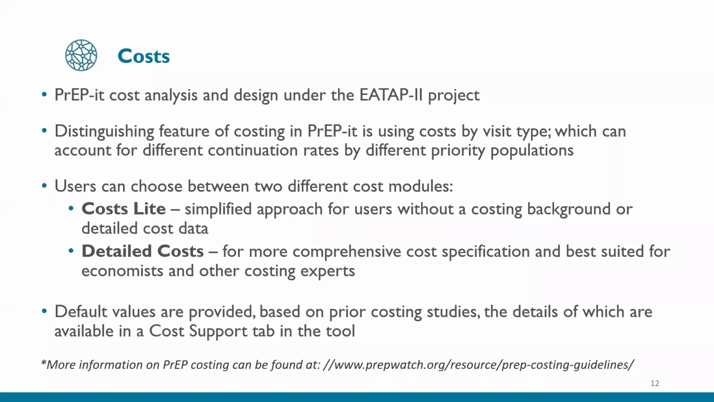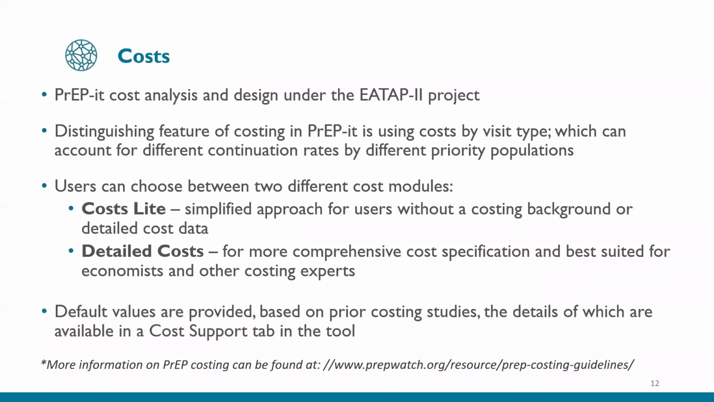We also have the costing function, which was designed by our colleagues working on the ETAP project, who are economists and costing experts. One of the things about PrepIt is that it's costing based on the visit type, because the cost of the initiation visit is different from the cost of continuation visits. That enables the tool to account for different continuation rates seen with different priority populations, or different continuation rates that can be achieved by modifying the program. And you can see how that modifies your costs.